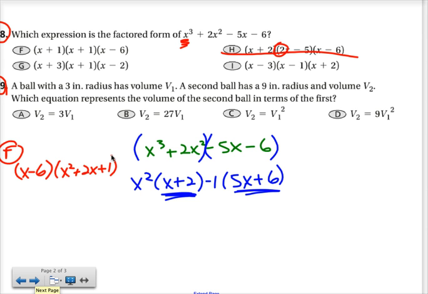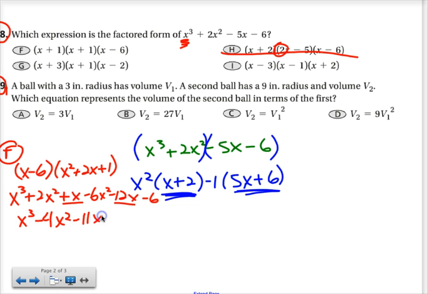Then we could go ahead and distribute the x and get x cubed plus 2x squared plus x, and then minus 6x squared minus 12x minus 6. And this will give you x cubed plus 2x squared minus 6x squared is minus 4x squared. And then an x minus 12x will be minus 11x minus 6. That doesn't match, so that one's out.